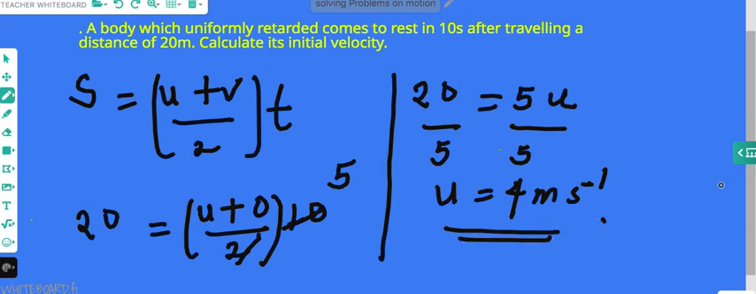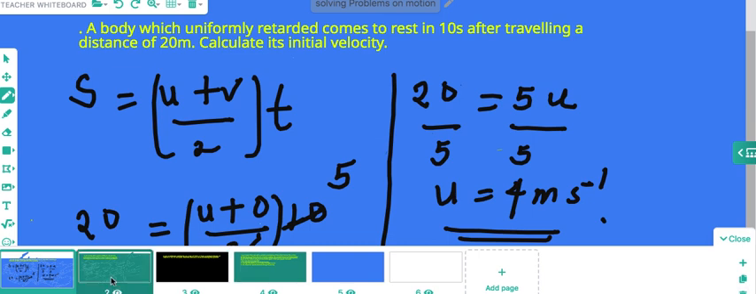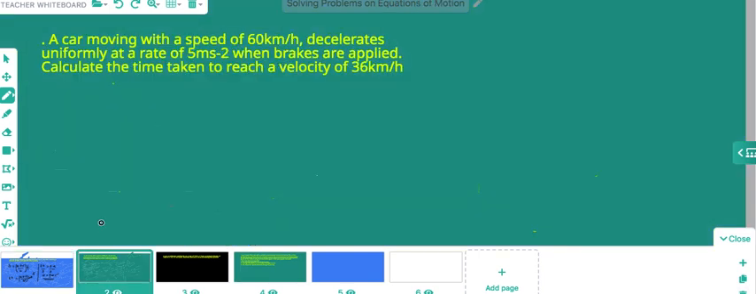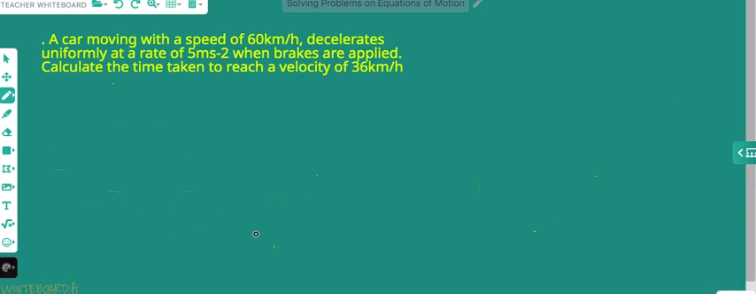Okay, let's move on to the next one. On the next slide, I have another question. The question says a car is moving with a speed of 60 kilometers per hour. So let's write out our parameters. The car moving with a speed is our initial velocity, so u equals 60 kilometers per hour.